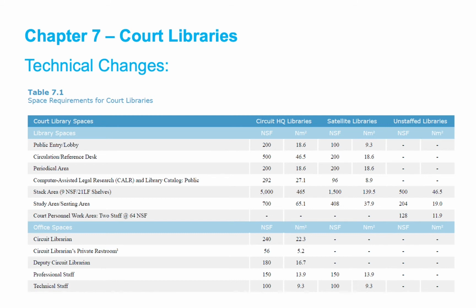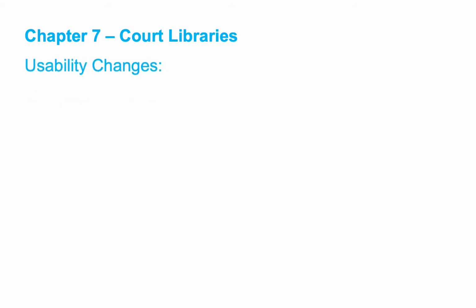Archival storage was identified as a need to be evaluated on a court-specific basis. Archival storage space will be allocated within the court library envelope. Please refer to Chapter 15, Building Systems, to review additional requirements to consider when incorporating an archival storage room into your building.